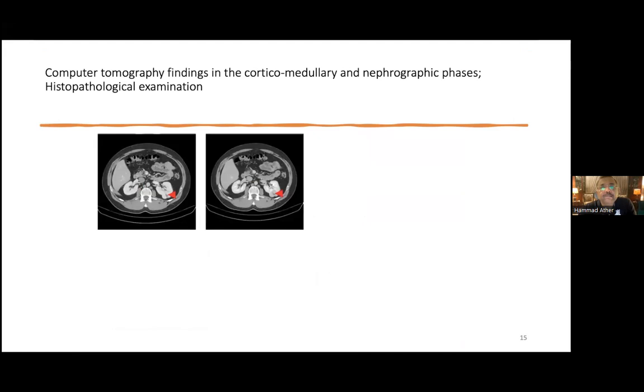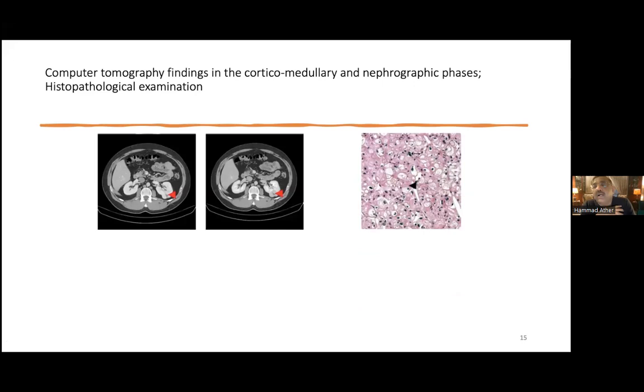This is another interesting CT scan, and if you look closely, in the corticomedullary phase, there is diffuse enhancement of this lesion, very similar to the enhancement that you see of the renal cortex. And there is a central scar in the middle. If you move to the nephrographic phase, you see that the enhancement in the solid area of the tumor is less, whereas the central scar is still persistent. So this is a typical appearance of a multicentric chromophobe RCC.